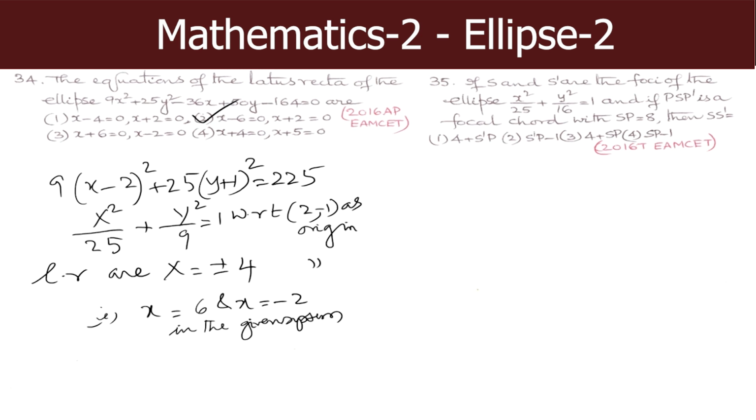2016 EAPCET 35. If S and S dash are the foci of the ellipse, x square by 25 plus y square by 16 equal to 1, and PSP dash is a focal chord. S dash somewhere here. PSP dash is a focal chord with SP equal to 8. What is SS dash?